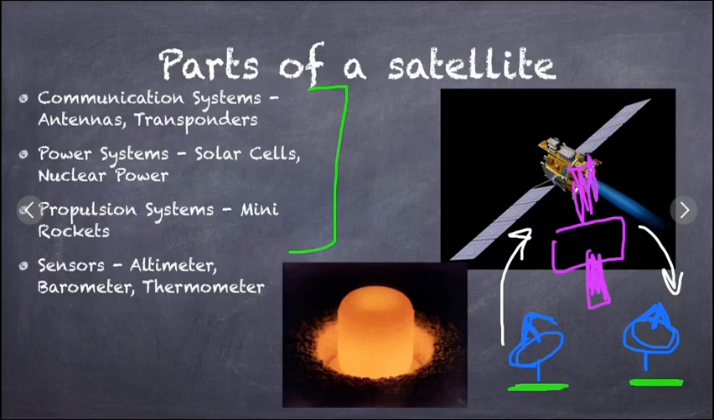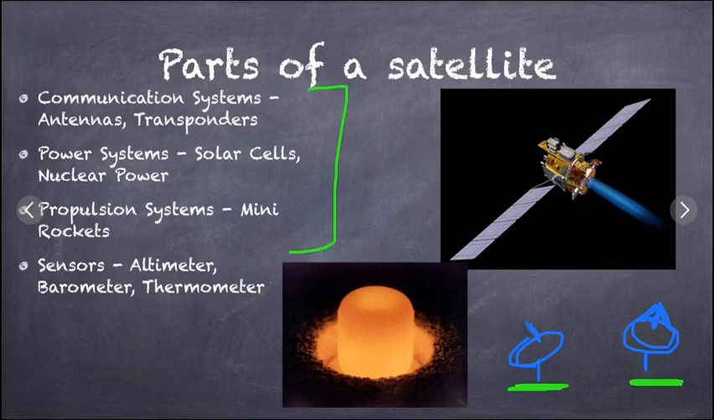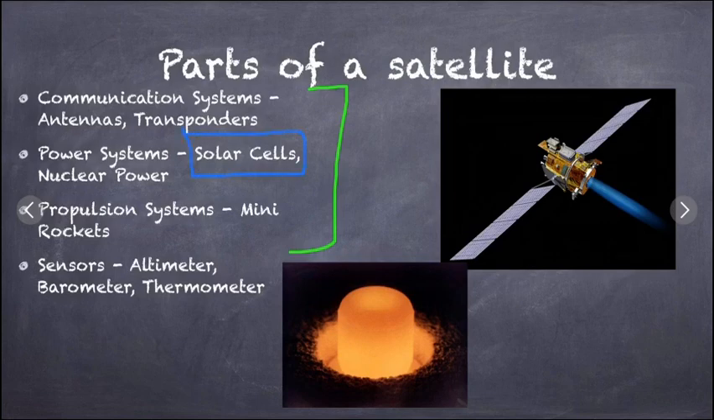Next system that I'm going to talk about is the power system. Now obviously everything requires power for functioning, and so does the satellite. For power, the satellite relies mostly on solar power, or the power of the sun. So solar cells are installed on these satellites, which collect the energy from the sun and then give it to the systems inside the satellite.